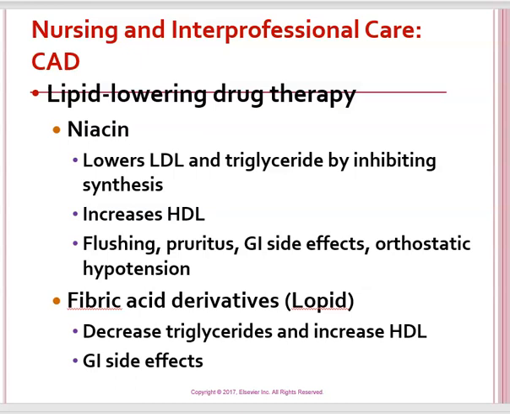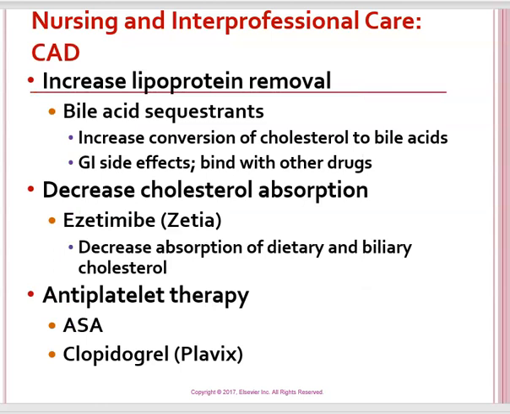Lopid, okay. This is to decrease triglycerides and increase the HDL. But this one tends to have some pretty significant tummy upsets with it. You can give them bile acid sequestrants. Okay, that's going to increase the conversion of cholesterol to bile salt so that they don't get the cholesterol buildup in the vessels. It does bind with other drugs, though. Okay, decrease cholesterol absorption. Zetia.